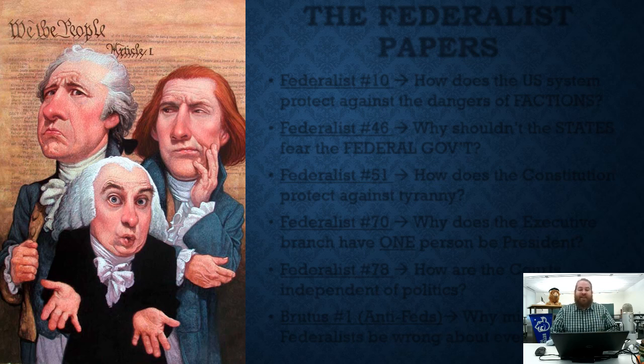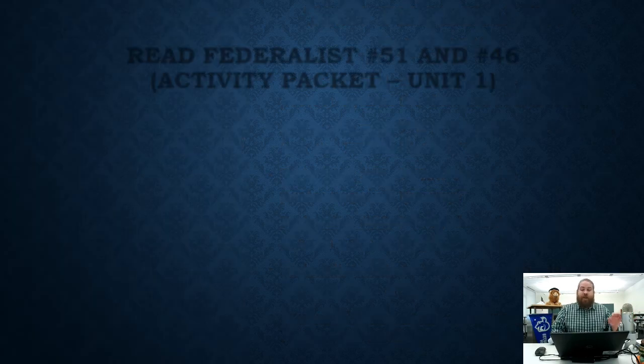Federalist number 70 actually answers the question, why should we have only one president? Federalist 76 talks about the Supreme Court. And we're also going to look at Brutus 1, anti-Feds, because he lays out this argument that the Federalists are simply wrong about everything.